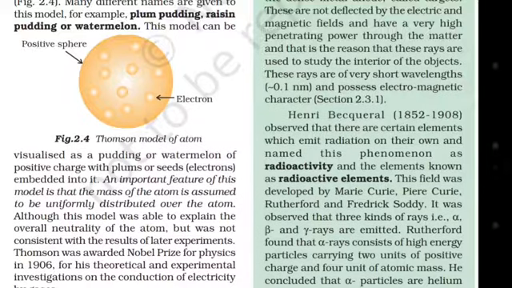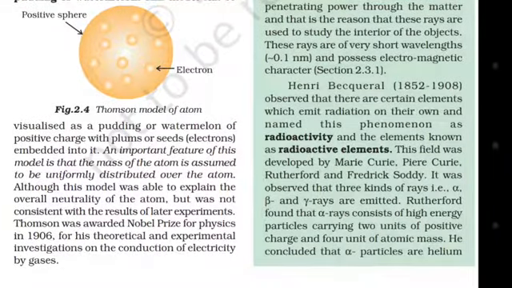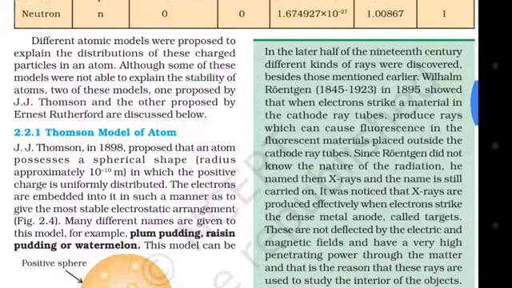it. An important feature of this model is that the mass of the atom is assumed to be uniformly distributed over the atom. Although this model was able to explain the overall neutrality of the atom, it was not consistent with the results of later experiments. Thomson was awarded the Nobel Prize for Physics in 1906 for his theoretical and experimental investigations on the conduction of electricity by gases.